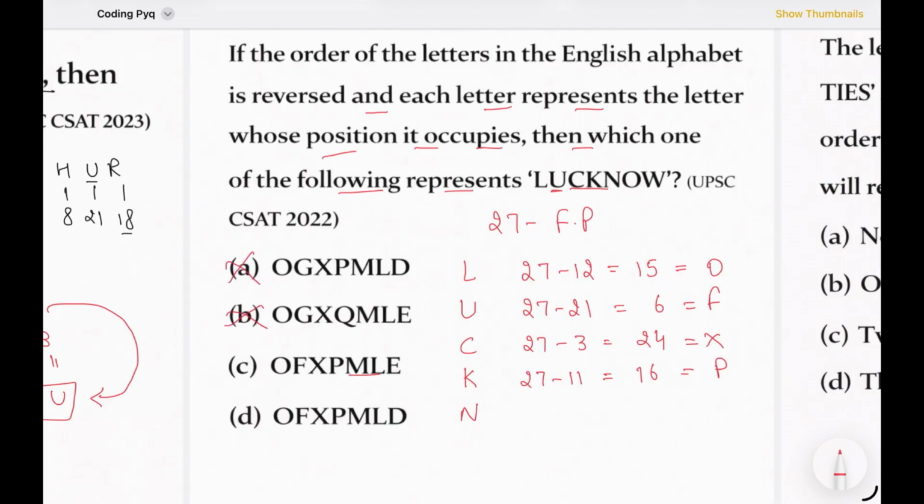Since A and B are eliminated, the answer will be C or D. We just have to identify the last letter. The last is W. W is on 23, so 27 minus 23 is equal to 4, and on the 4th position we have D. So E will not be the answer, and D is the correct answer.